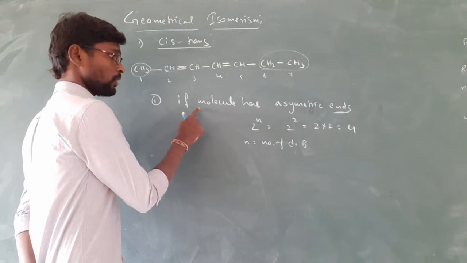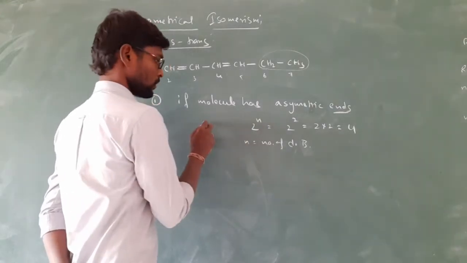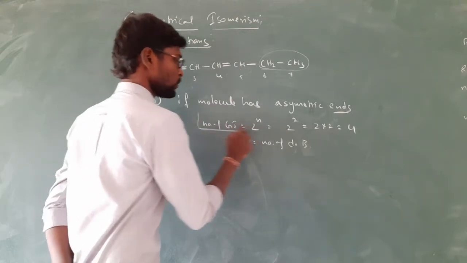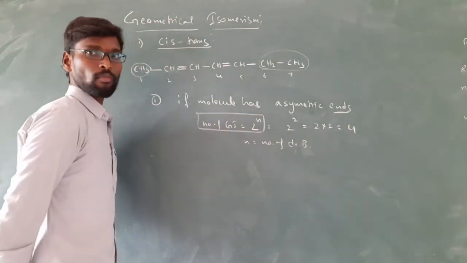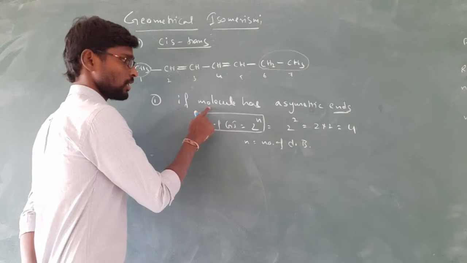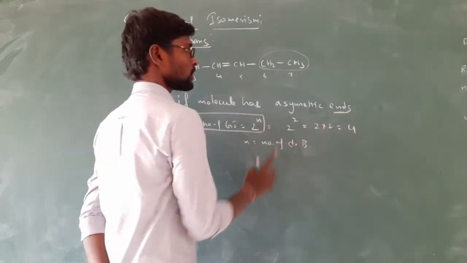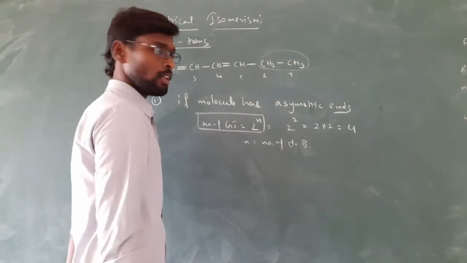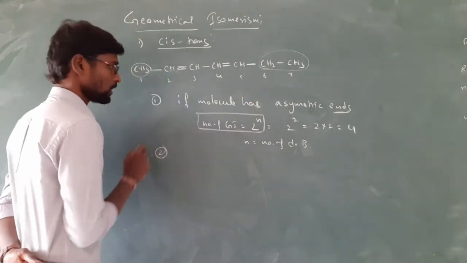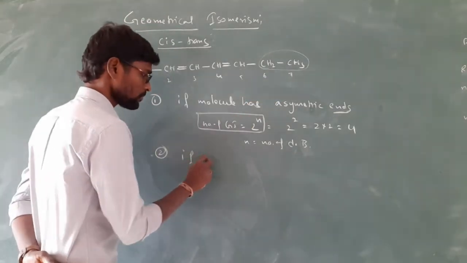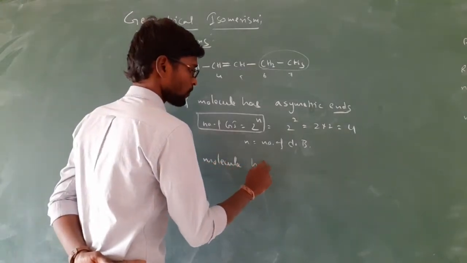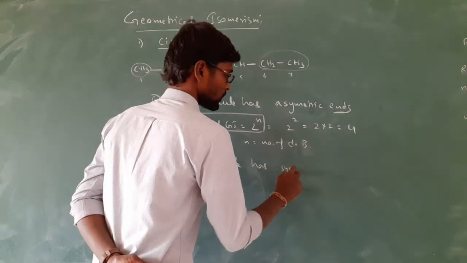This rule is applicable when the number of geometrical isomers is equal to 2 to the power n, if the molecule has asymmetric ends, that means these types of ends are there in the molecule. Now the second rule: if the molecule has symmetric ends.